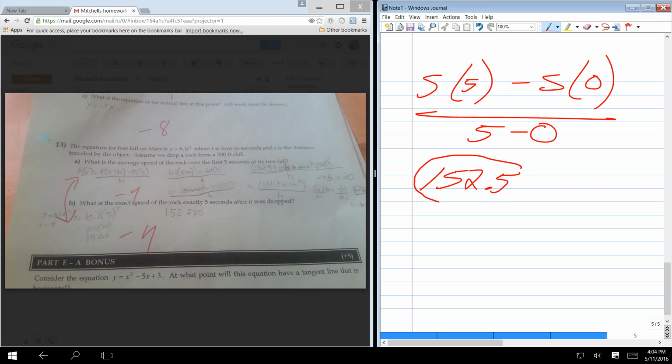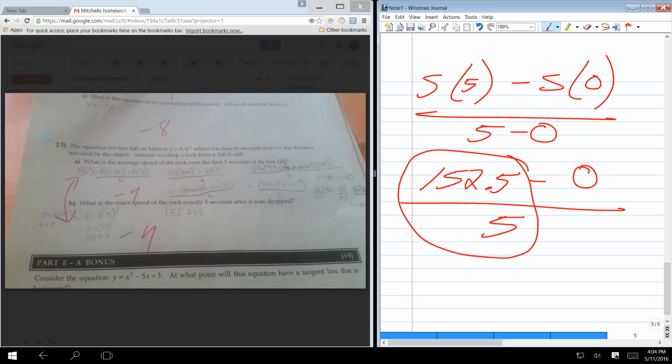But getting back, let's solve A. There is the s value when t is 5 minus the s value when t is 0. Well, that's 0. All over 5 minus 0. So that's the average speed right there. The speed that it's going to have at 5 seconds minus the speed that it had at 0 seconds, all divided by the run, which is 0 to 5 seconds.